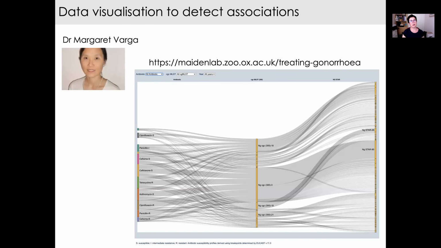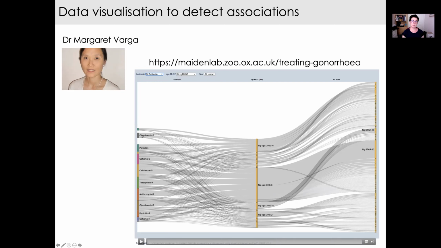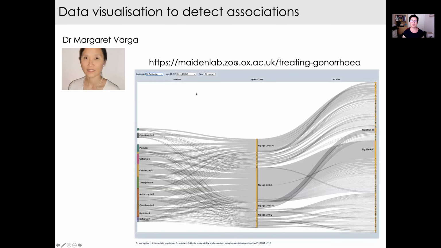Finally, using our schemes and annotations, we can start to visualize our data and detect any associations and patterns. And this is something Margaret Varga has been working on in the group. So here we have a Sankey diagram. This is data that I've extracted from the gonococci. These are the gonococcal AMR phenotypes and how they're associated with their core genome groups and NG-STAR. You can visit this if you go to our website here, and you can interact with this data yourself.